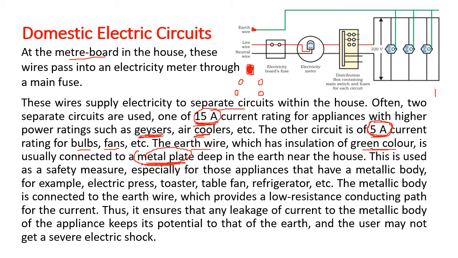Outside the house a hole is dug, the plate is put, sometimes salt is put or usually coal is put. Coal is put inside with a metal plate and a long wire. This wire, green wire, goes to the metal plate along with coal, and this is dug in the ground near the house.